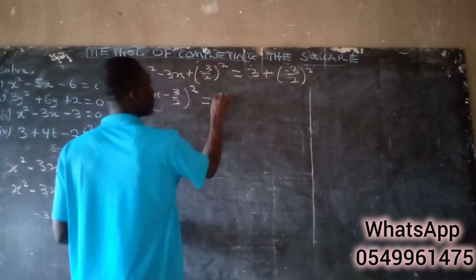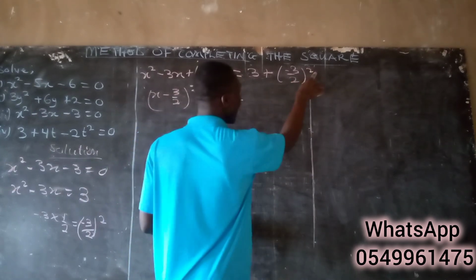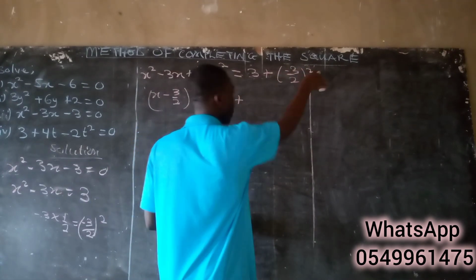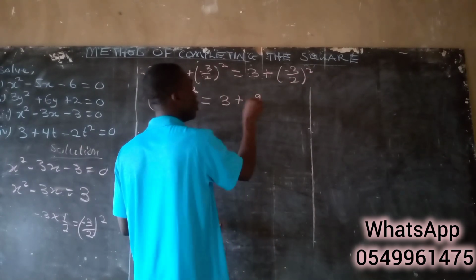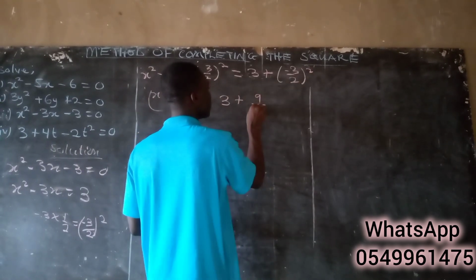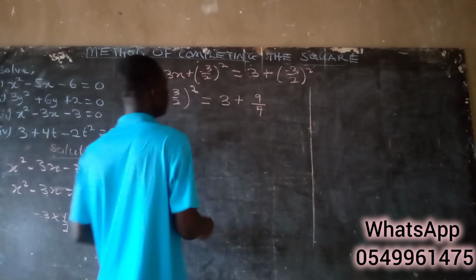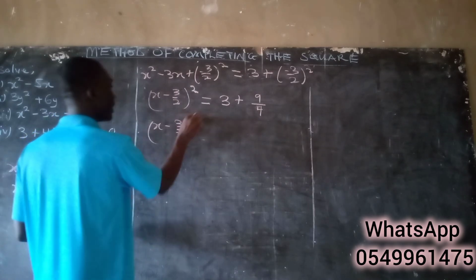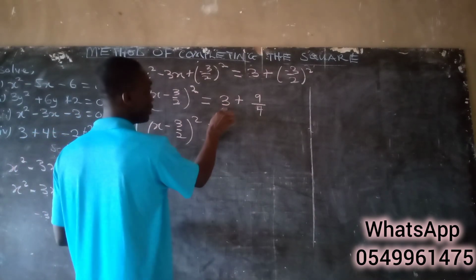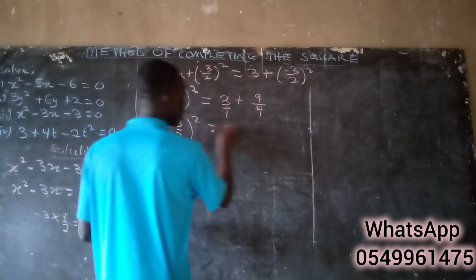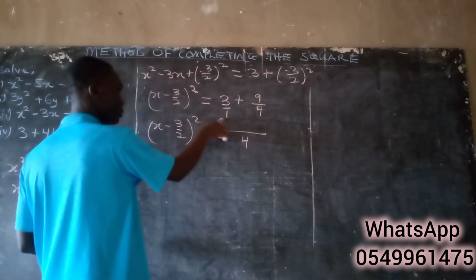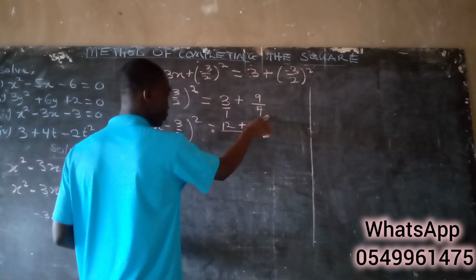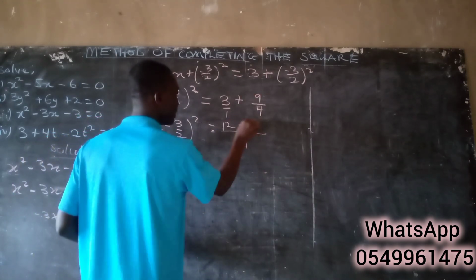It's equal to 3 plus, so the squared affects -3. It also affects 2. So -3 squared gives us 9, and 2 squared gives us 4. So we have x minus 3 over 2 all squared is equal to, for the 3 it's over 1. So let's find the LCM. LCM is 4. 1 goes into 4 four times. So 4 times 3 is 12, plus 4 goes into 4 one time, 1 times 9 is 9.